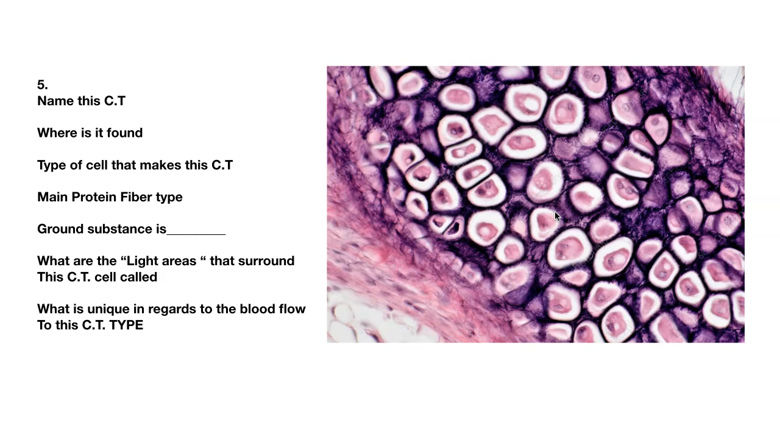What type of cell is making this connective tissue? Here you can see the cell in here. What is the name of this connective tissue cell? What is the main protein fiber that you are seeing here within the matrix? What is this main protein fiber seen in the matrix here?